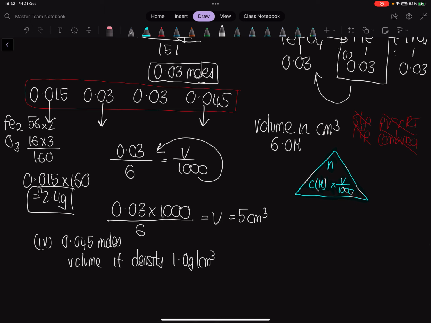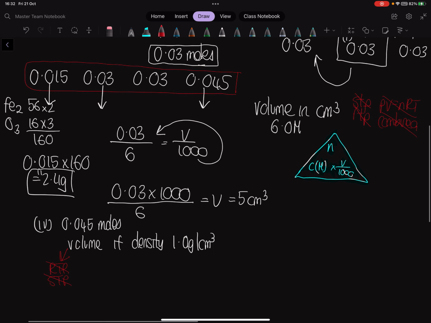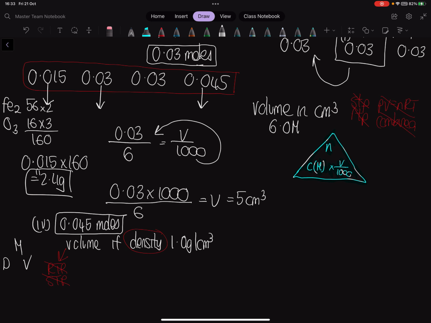Here for volume, there is no mention of RTP or STP, so I can't use my volume triangle. The giveaway is the fact that there is density and we want to find the volume. So we're looking at our density triangle. Density is equal to mass over volume. I can use my moles here to find the mass. We're looking at H2O, so it'll be 1 by 2 plus 16, which is equal to 18.